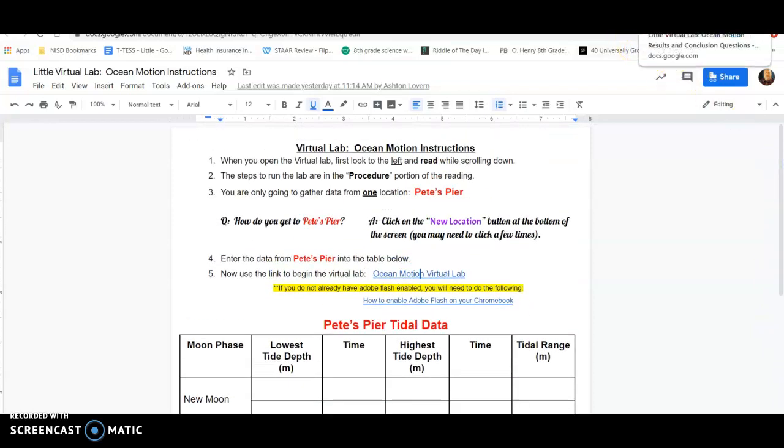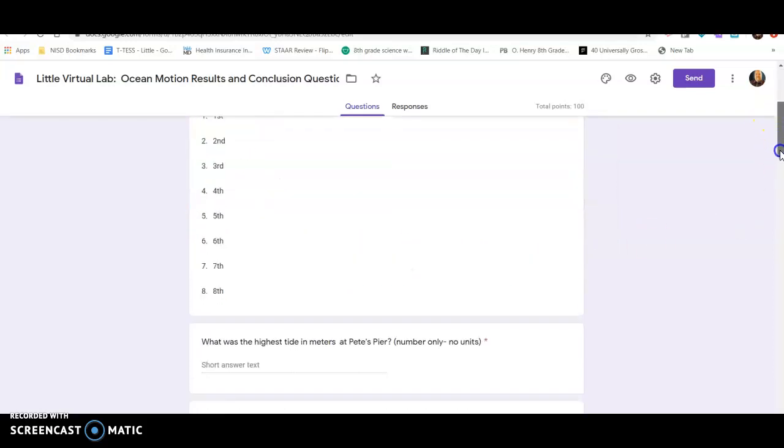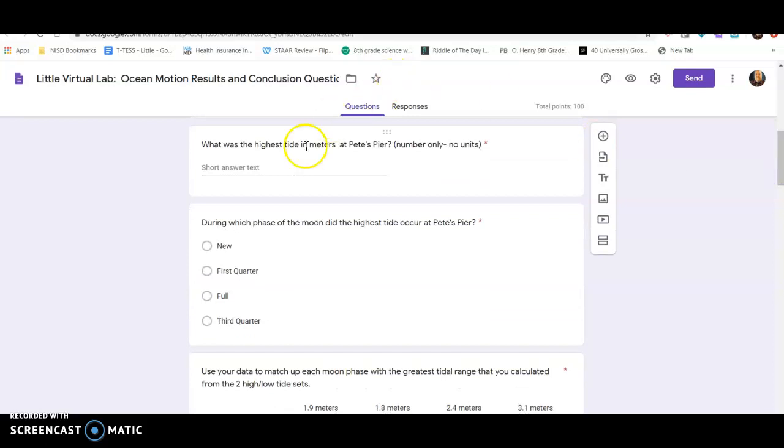But you're going to go ahead and find another form that looks like this: Virtual Lab, Ocean Motion Results and Conclusion Questions. You'll put in your first and last name, you'll enter your class period, you'll put in what was the highest tide in meters at Pete's Pier. Remember, numbers only, we don't need any kind of units. You're also going to answer during which phase of the moon did the highest tide occur at Pete's Pier.